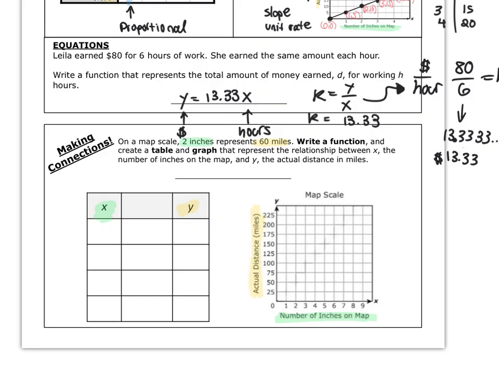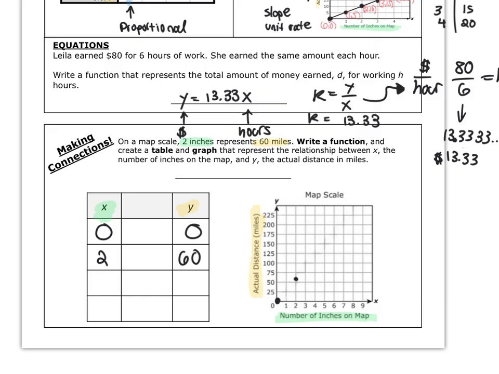All right. So one point that I can already write on my table is 0 and 0, right? Let me make that black so it's easier to read. And we can also add the point 2, 60 because 2 inches represent 60 miles. That was given to us. So this is actually sufficient information to create the graph. We can graph 0, 0, and we can graph 2, 60.